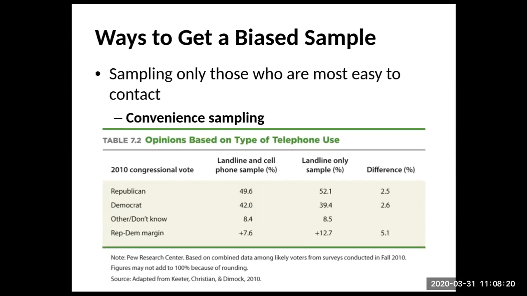So basically, the bottom line of this is that it may be easier and more convenient to do things a certain way, but it's not as representative of the population. This is what we call convenience sampling.